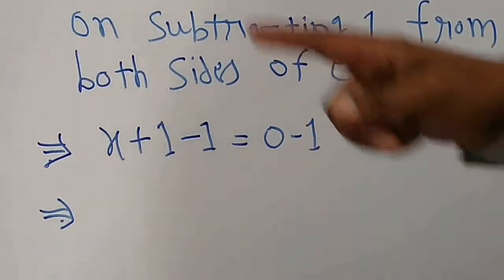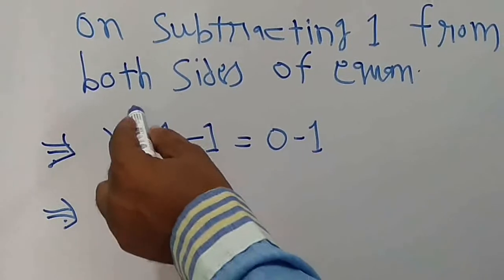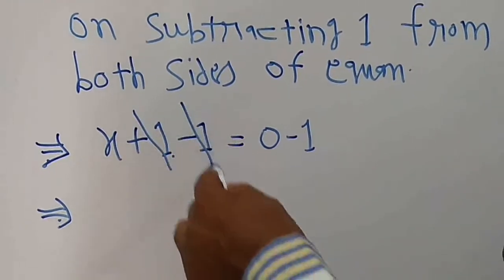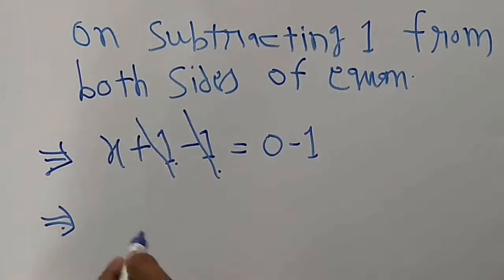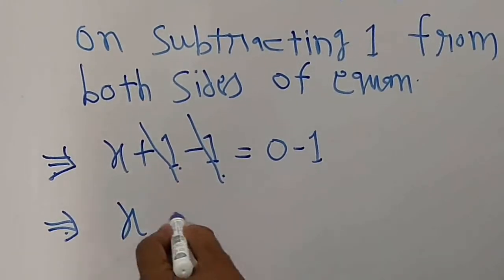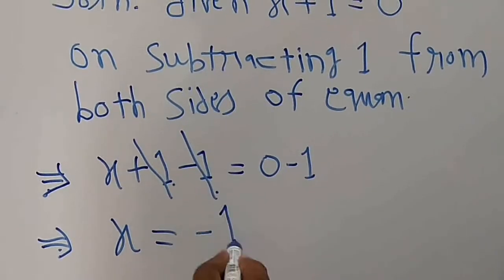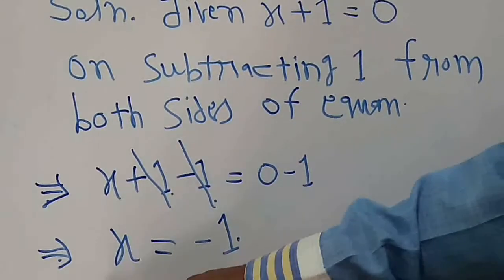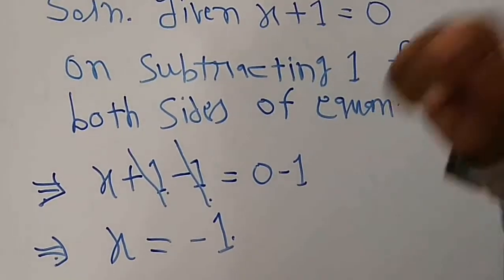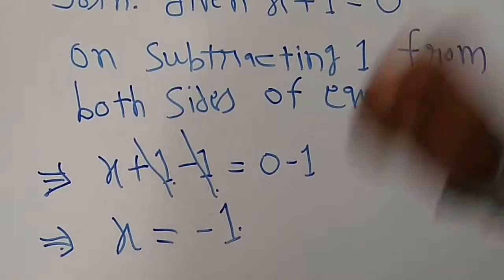Same as we solved in our first case, it is cancelled. Plus 1 is cancelled with the minus 1. So what remains here? It is x, and x is equal to 0 minus 1 gives you the minus 1. So this time variable x is equal to minus 1. This is the solution of this equation.